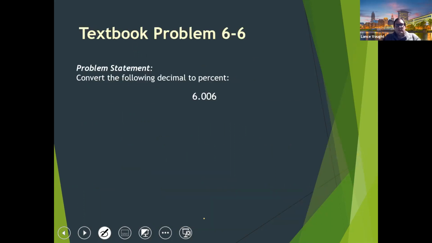So let's do a textbook problem. We want to convert this from a decimal to a percent. Then all we got to do is move this over to the right. Remember, decimal to percent goes to the right. Percent to decimal goes to the left. So in this case, we should get 600.6% as our answer.